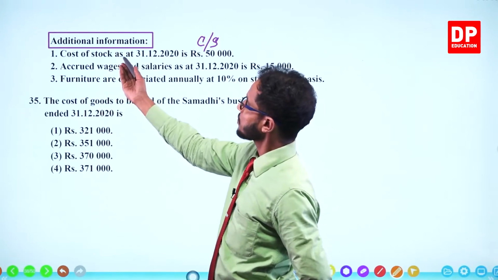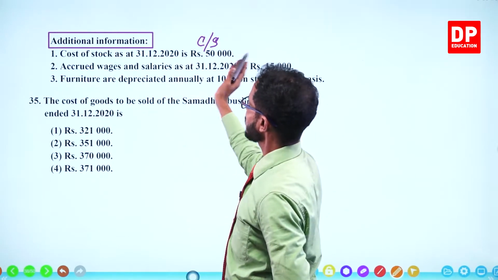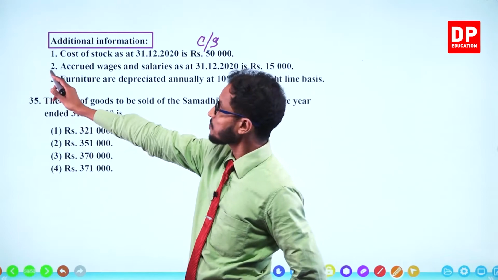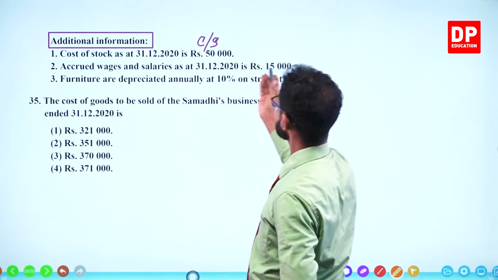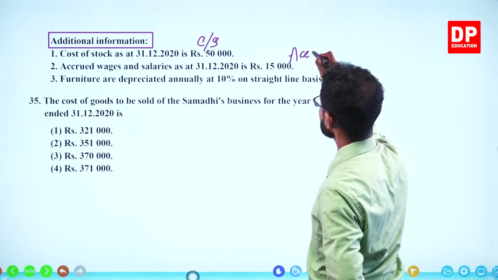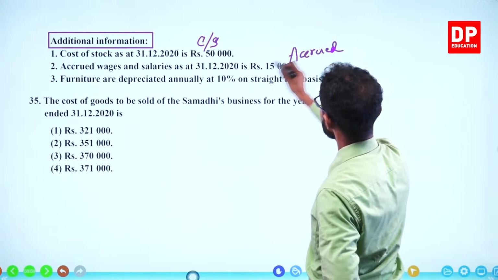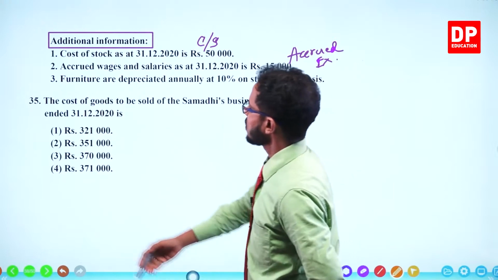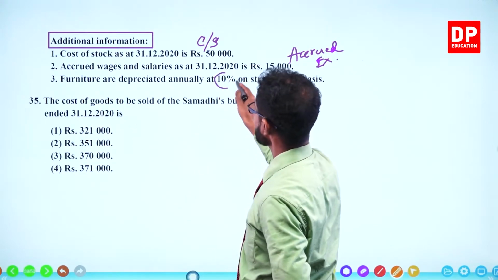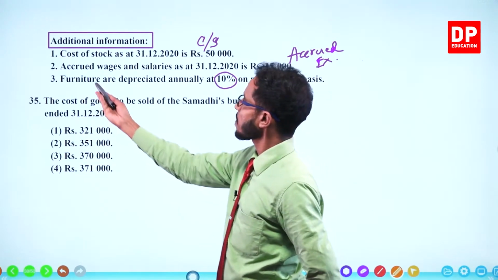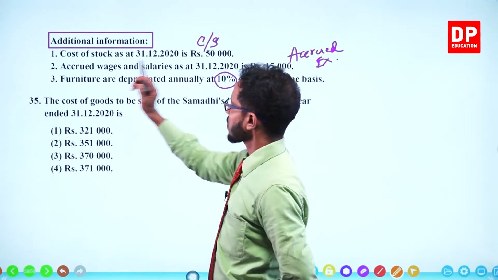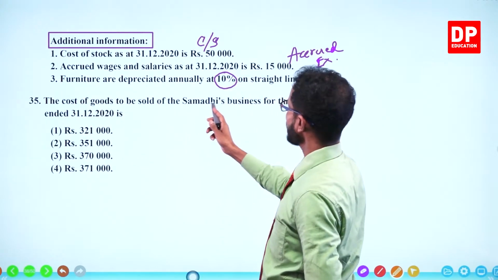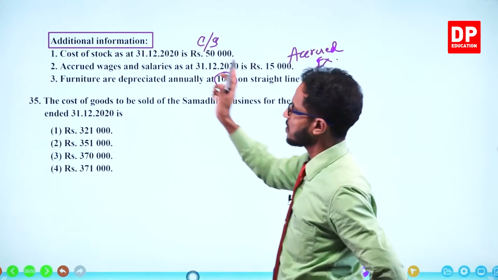Cost of stock on 31st December is 20,000. That is closing stock. Accrued wages and salaries, accrued expenses. Furniture is depreciated annually at 10% on a straight line basis. The cost of goods to be sold of Samadhi's business for the year ended.